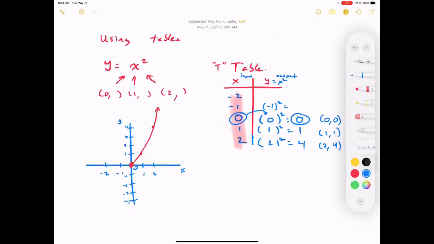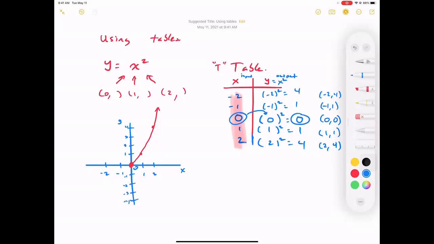And -2 times -2 is +4 and +1. Thank you very much. Now again, these give us an ordered pair. An ordered pair is an x and y value. Order matters: -1 and 1, and -2 and 4.